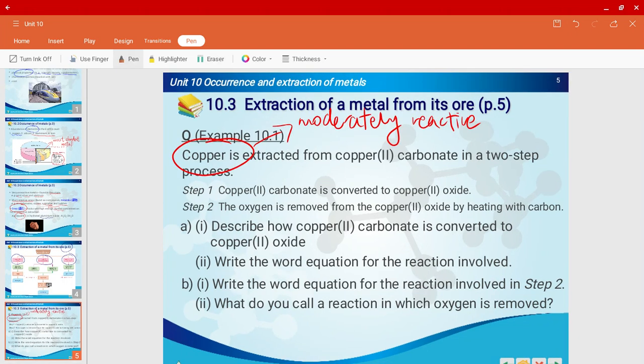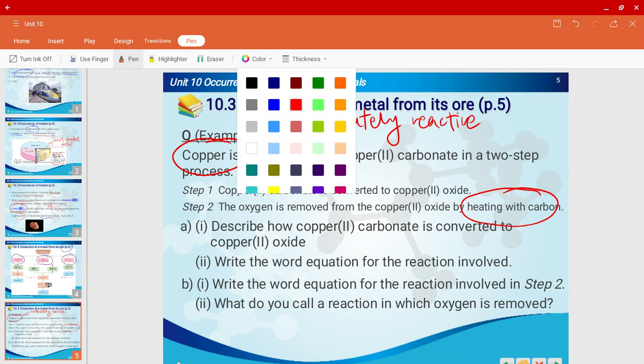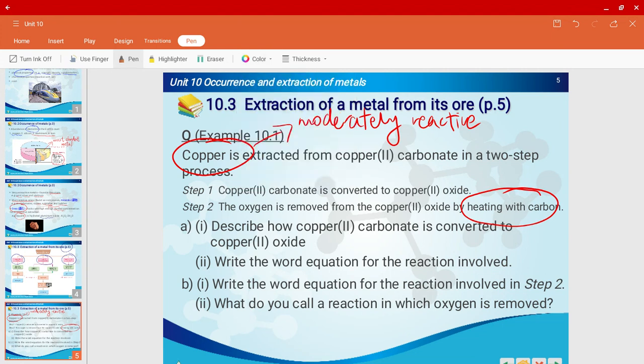Let's see. Step 1: copper 2 carbonate is converted to copper 2 oxide. Step 2: the oxygen is removed from the copper 2 oxide by heating with carbon. There you go, heating with carbon. Question A1: describe how copper 2 carbonate is converted to copper 2 oxide. How can we convert the carbonate to oxide? You can pause the video and do all these questions by yourself. All right, I'm going to go now.